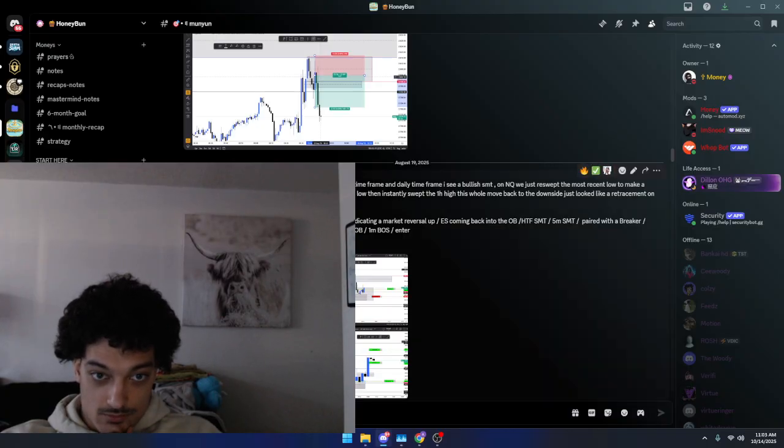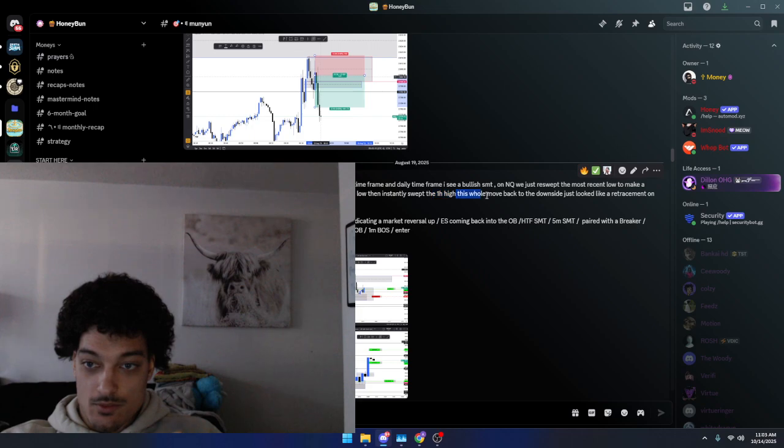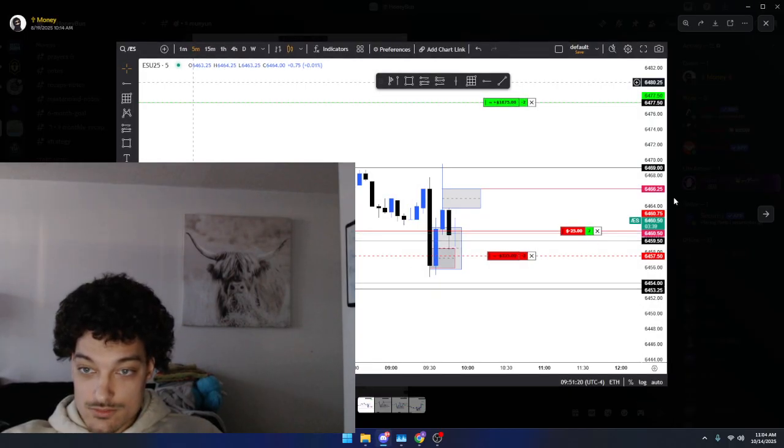So boom. See, like yesterday, equal highs, 5 minute, while ES was 1 hour, instantly sweeping 1 hour high time frame liquidity sweep. The confluence, high time frame liquidity sweep, NQ sweeping lows, indicating a market reversal up. ES coming back down into an order block, high time frame SMT, 5 minute SMT paired with a breaker block order flow. Out of the breaker block, bullish order flow. Out of the order block, 1 minute breaker structure, enter.